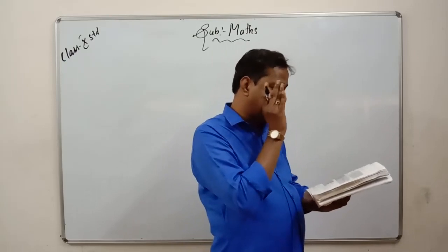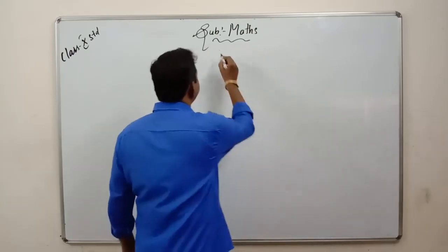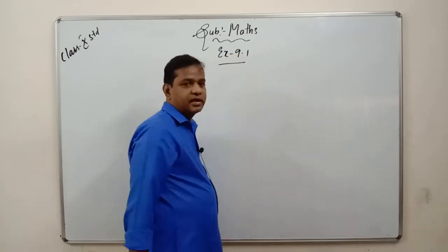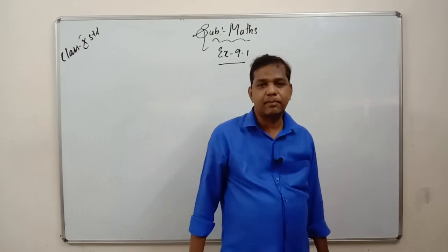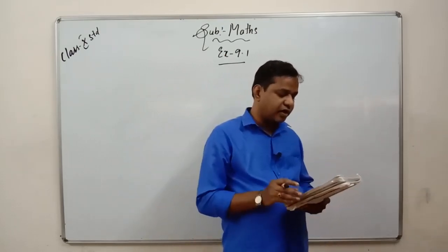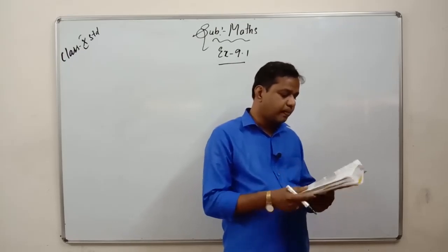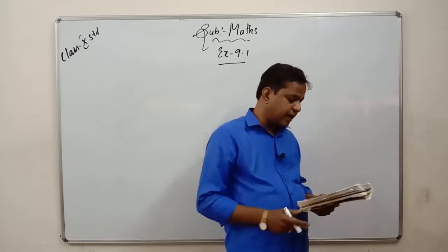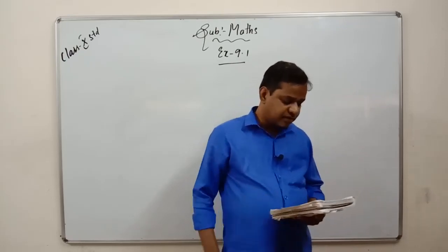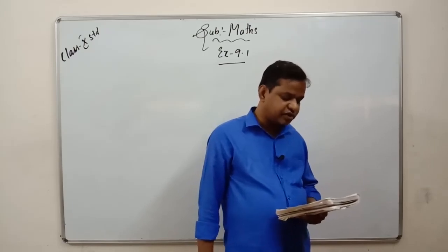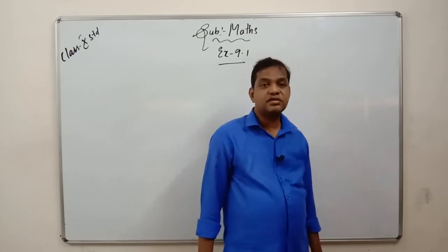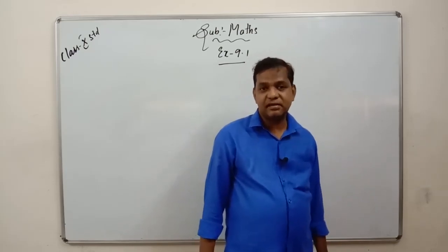Page number 9, exercise 9.1. So the first exercise we are starting now. What is given? The graphs of y equals p of x are given in figure 9 point below. For some polynomials p of x, find the number of zeros of p of x in each case. So you have to find the number of zeros of the polynomial in each case of the graph.